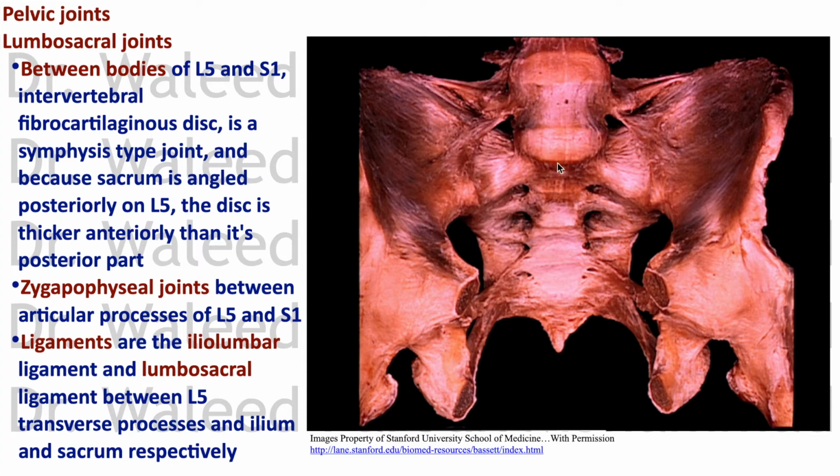This is in the middle. And at the peripheries, posterolateral is the articulation between the articular processes, the zygapophyseal joints. Now, between the bodies there is an intervertebral disc, a fibrocartilaginous disc. Remember the components of the disc we talked about, the nucleus pulposus and annulus fibrosus.